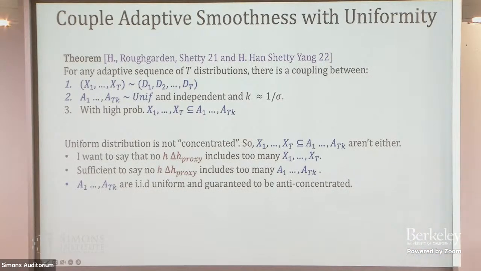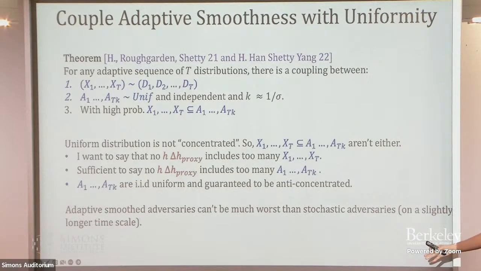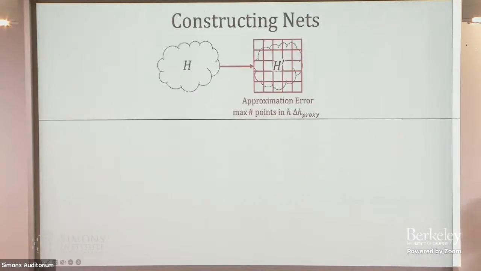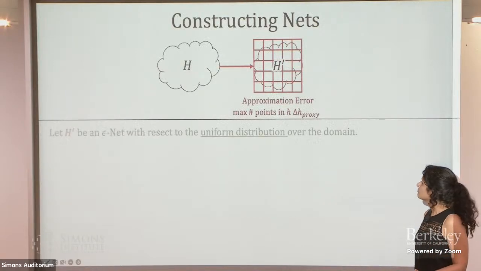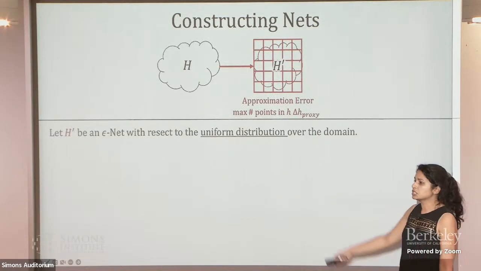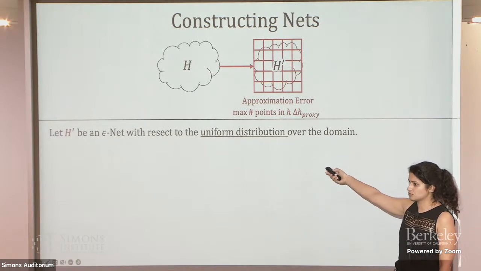So this is a high level idea that we are going to connect an adaptive smooth adversary to a uniform world and say that an adaptive smooth adversary cannot be much worse than the stochastic adversary on a slightly different timeline. Why does this help me? If I didn't care about computation, this helps me in creating the nets. In fact, one way to think about it is that I could just take a net with respect to the uniform distribution.